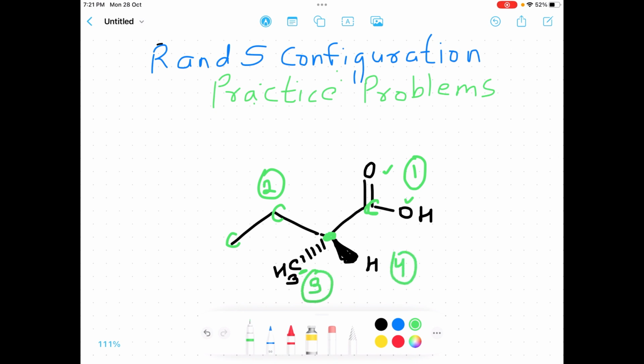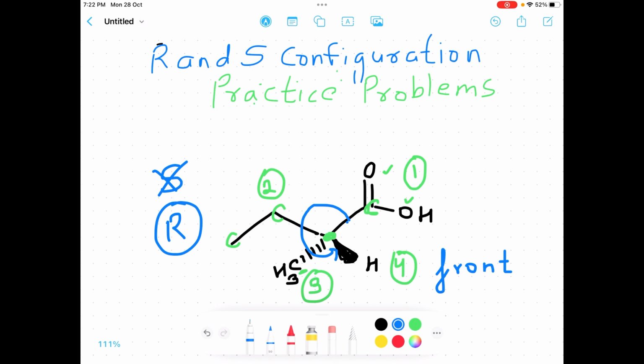Now in this case the lowest priority group is in the front, so in this situation we have to follow a trick. I have explained why we are using this trick in my previous video, so please go through that. First we have to assign the configuration. If I look at the sequence, we have 1, 2 and 3, and that is going anti-clockwise. So basically at present it is an S configuration, but the lowest priority group is in front, so we have to reverse this configuration. So the right configuration for this molecule is R configuration.